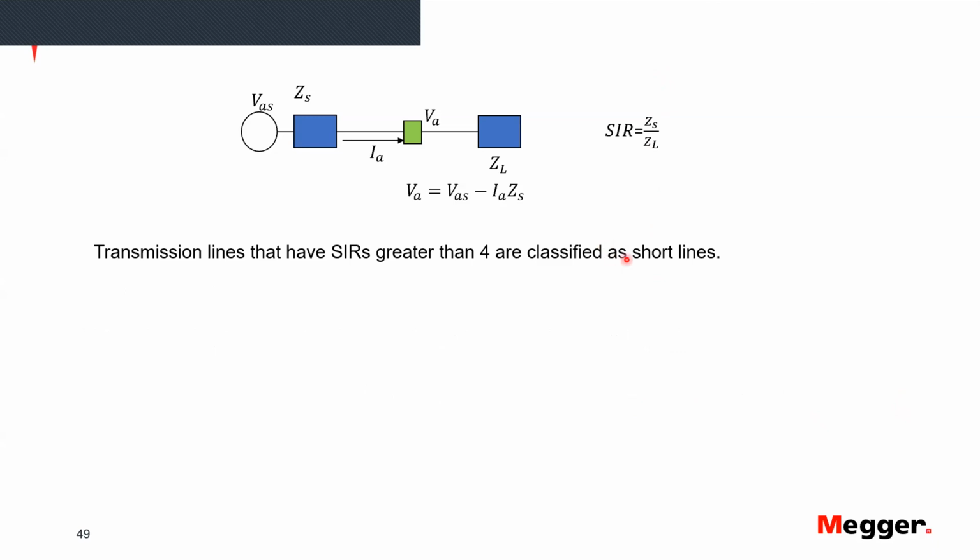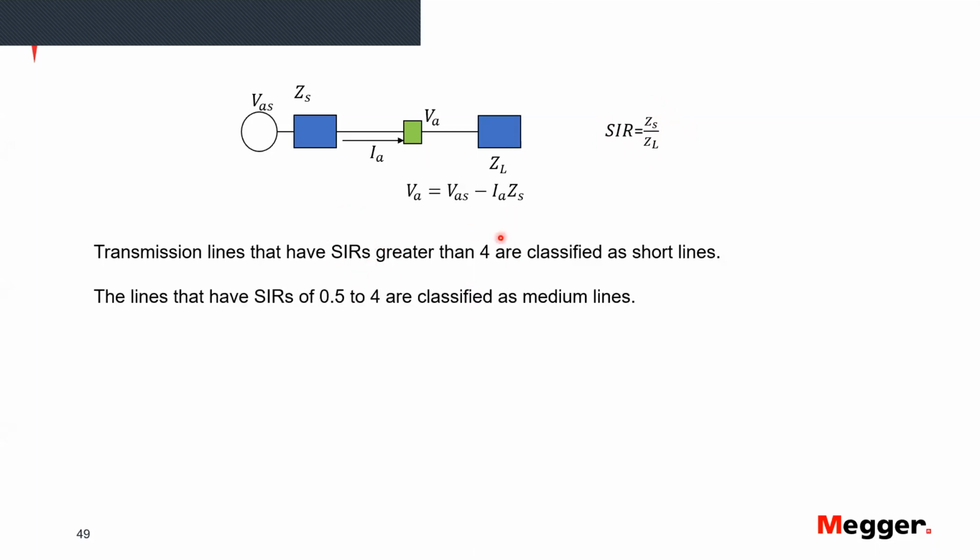Because remember that there is a direct relationship between the impedance of the line and the length of the line. The longer the line, the greater the impedance of the line is going to be, and therefore the smaller the SIR for a given source impedance, right? So we classify them as short when the source impedance ratio is greater than 4.